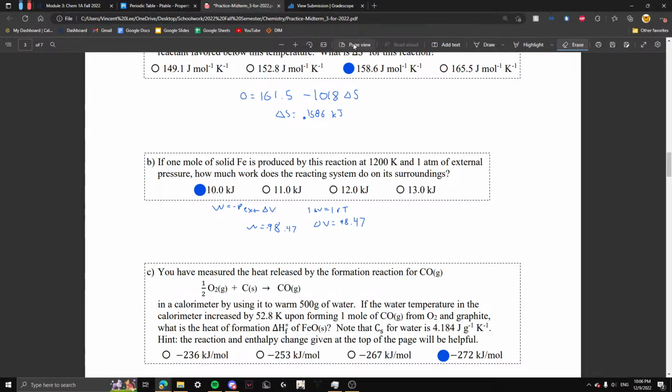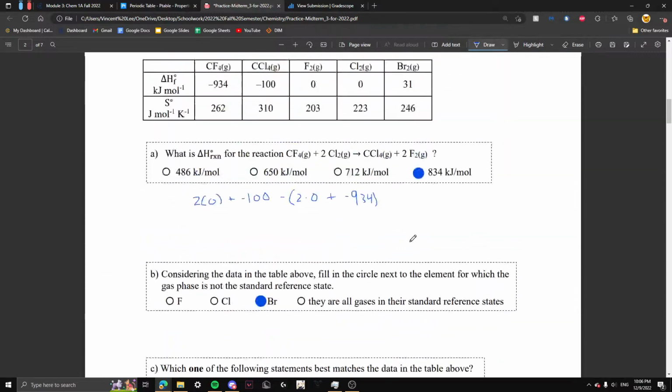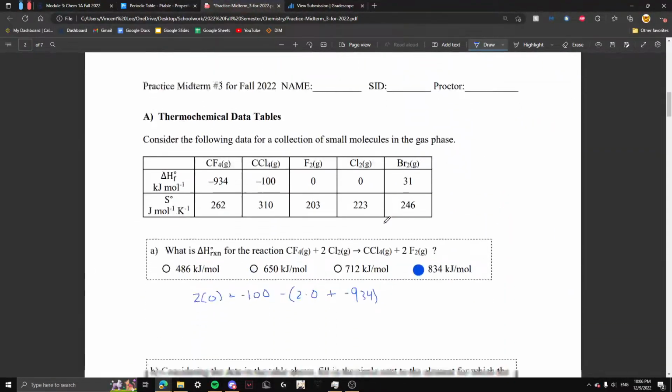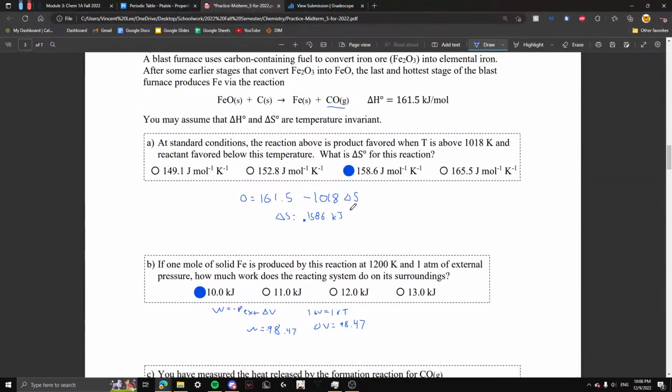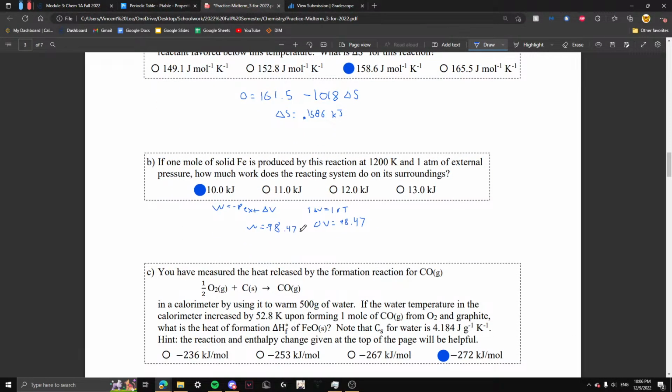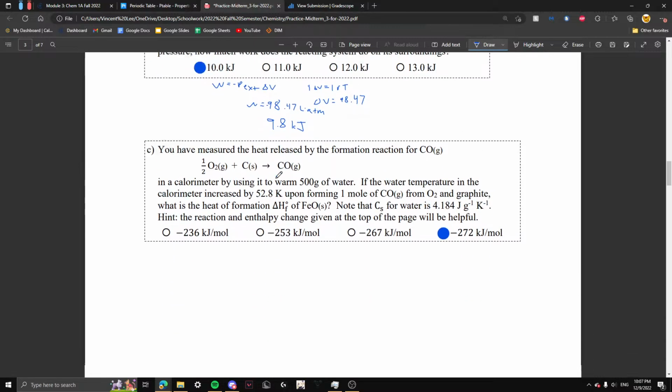What units is this in? Oh, I know why. It's in liter-atmospheres, so I have to convert to kilojoules. In order to convert to kilojoules, you multiply that by 0.1, which gets you 9.8 kilojoules. There we go. Okay, it took us a while, but we got it.